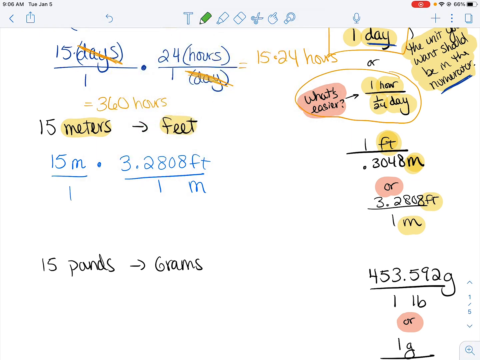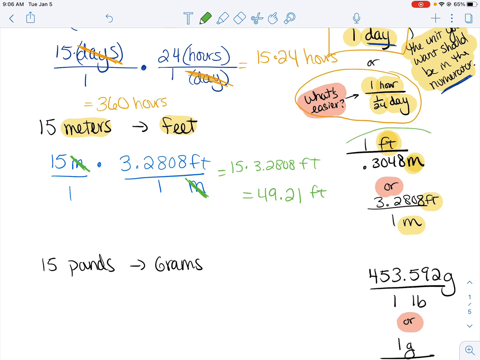And we can put 15 over 1 if we want to. Now remember to cross cancel. Any units that are the same and are in the numerator and in the denominator can be canceled out. So meters cancel with meters, and I end up with 15 times 3.2808, and feet is the only unit I have left. I believe that gives us 49 point something. 49.21 feet. Hopefully you got the same thing.